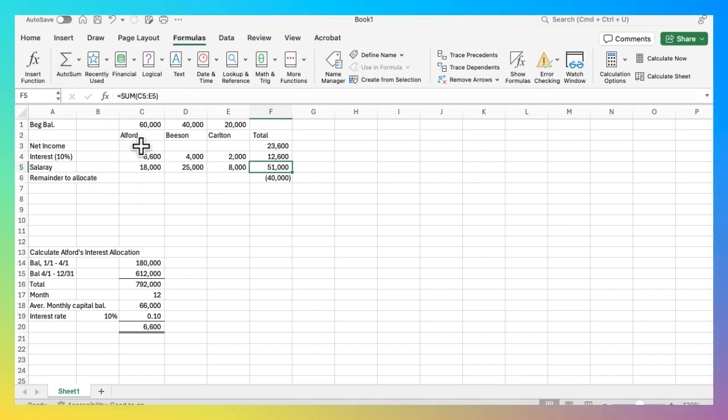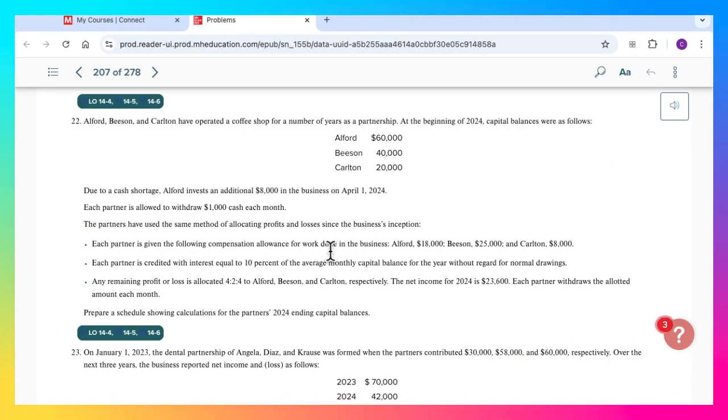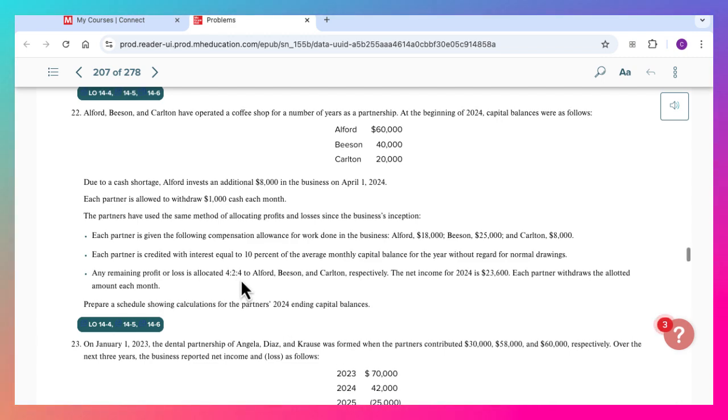Really easy to allocate because in the problem, they tell us that after we deduct out the interest, after we deduct out the salaries, right, what's left from net income? Well, obviously we burned through our profit, right? We had net income of 23,600. Each of us got interest. Each of us got salaries. Well, the remainder, there's no net income left. There's a loss. We need to allocate that loss. It's going to be allocated on a basis of 4 to 2 to 4. Okay, so that's pretty easy.